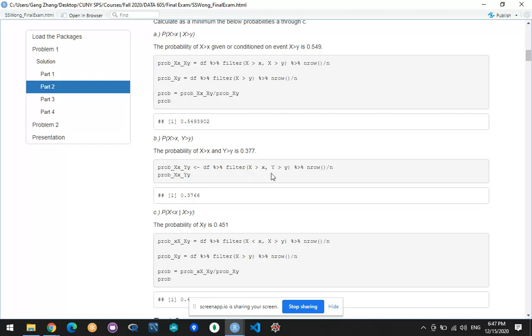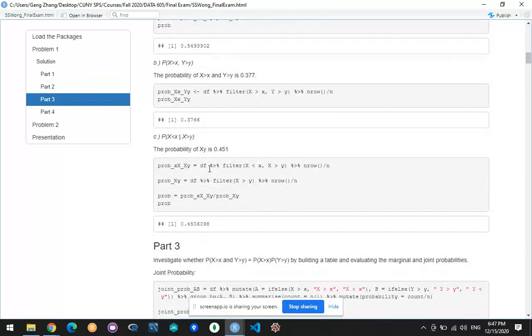And then for the next part B, I simply filter again with big S greater than small s and big Y greater than small y, and then count the rows and divide by n, and this gives me the probability of 0.377 for big S greater than small s and big Y greater than small y.